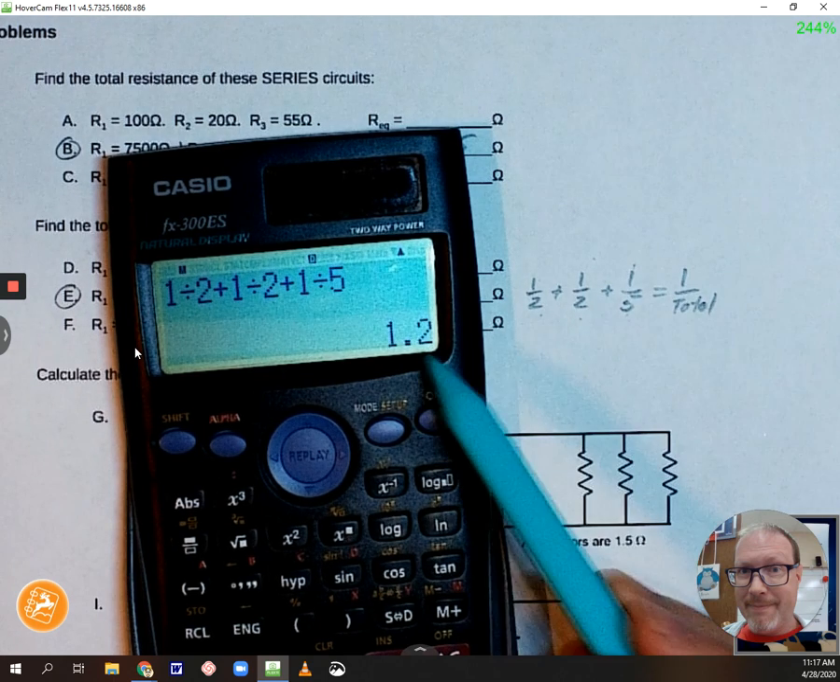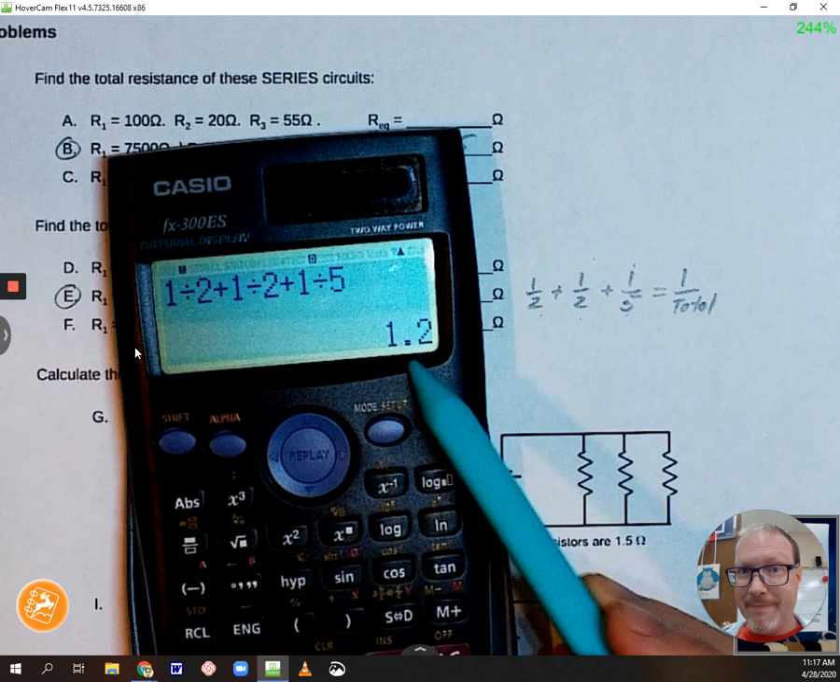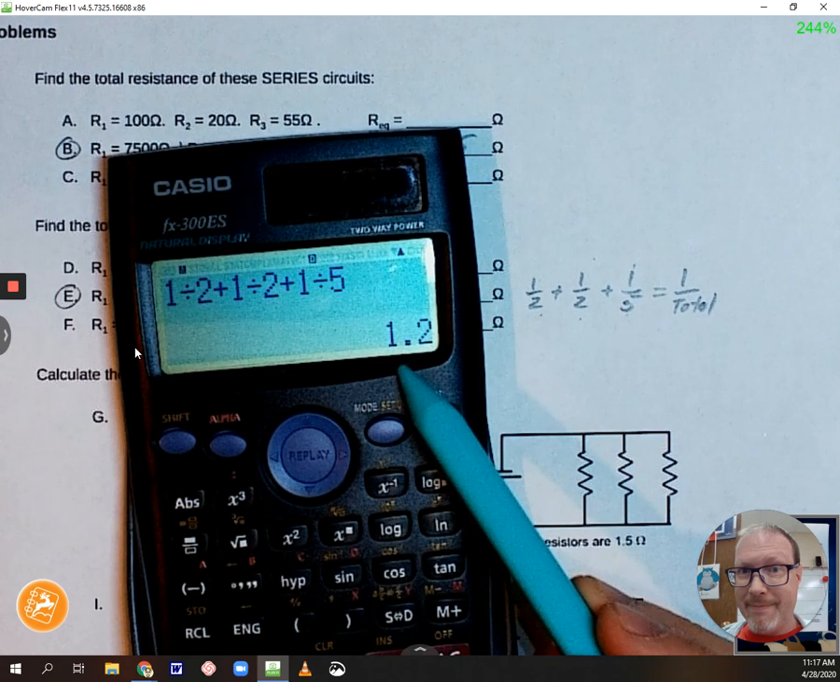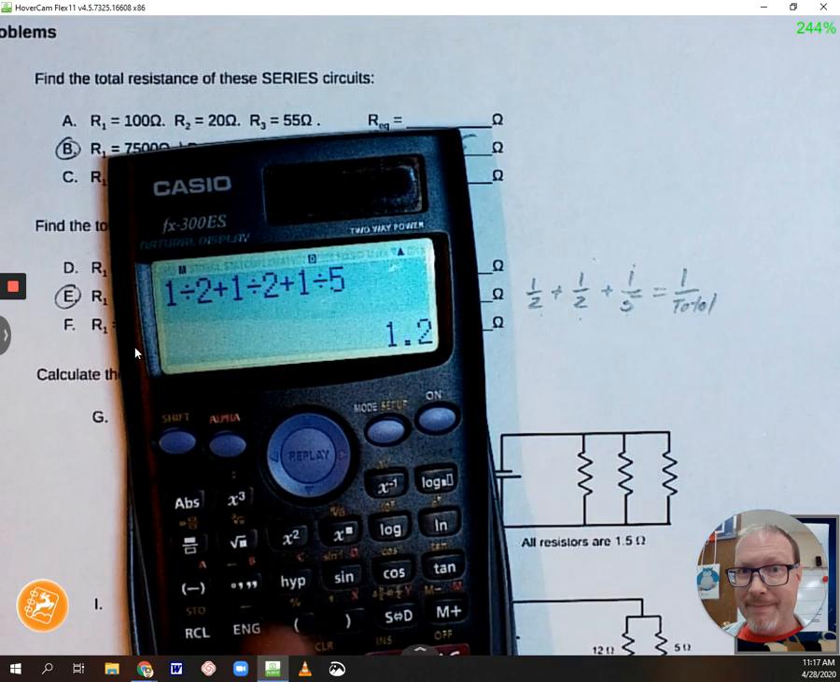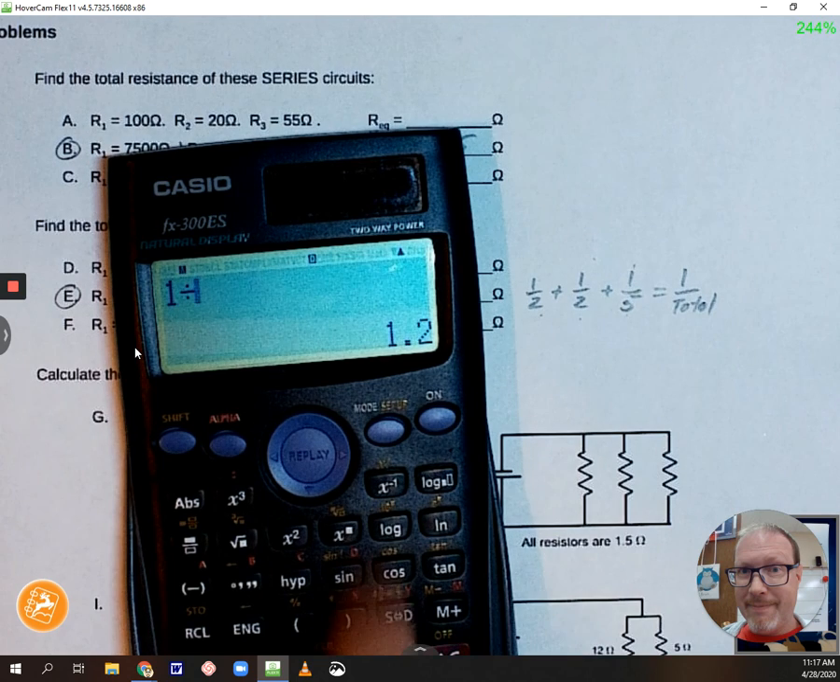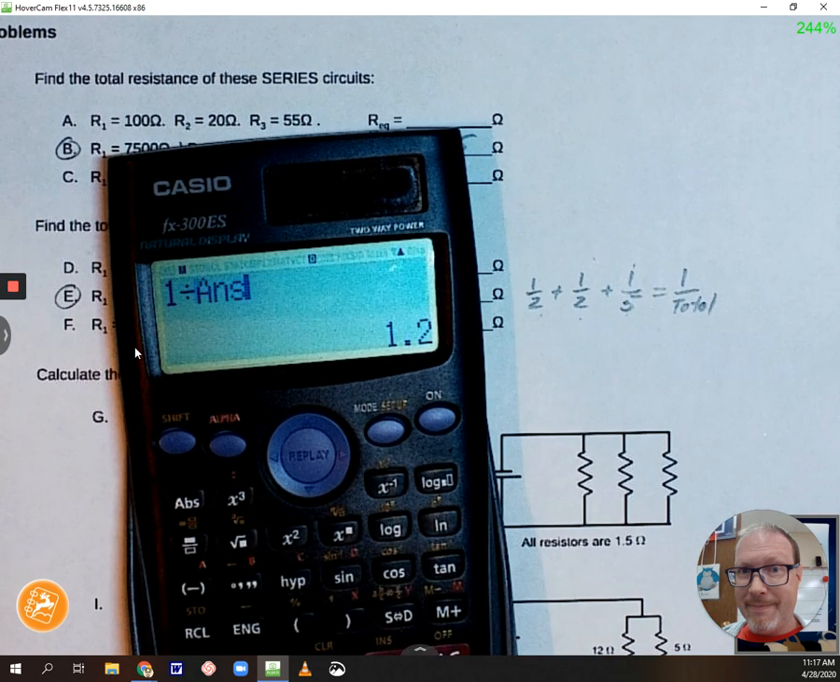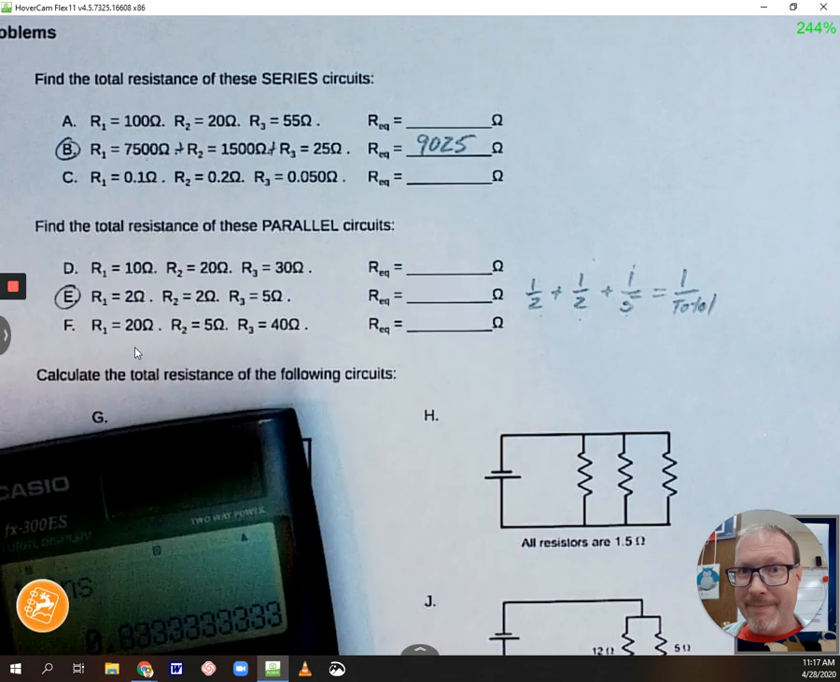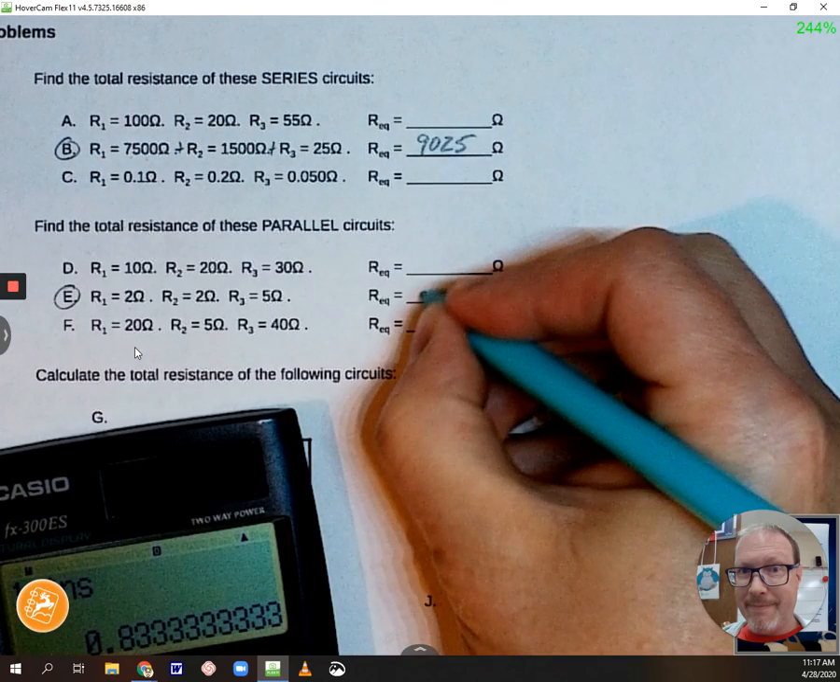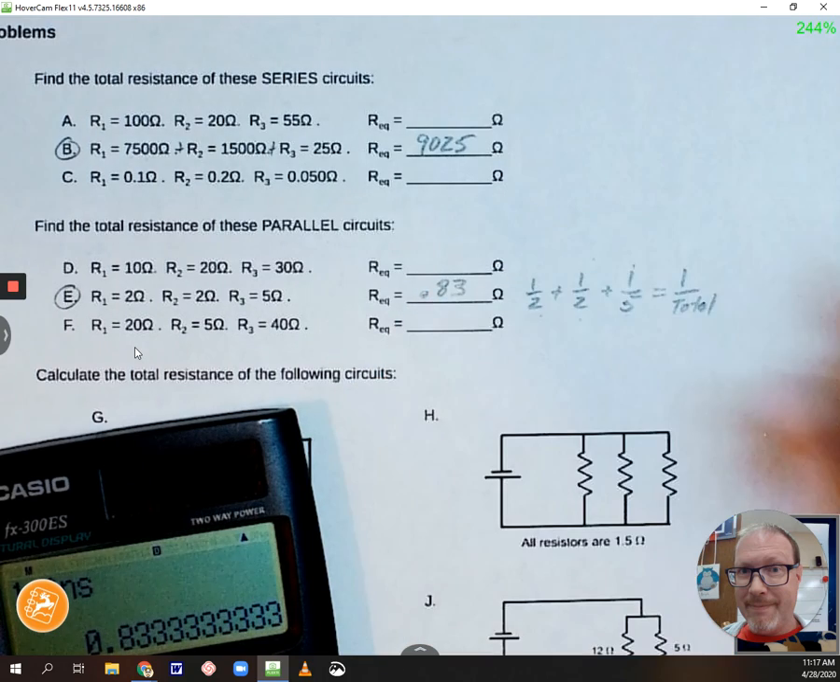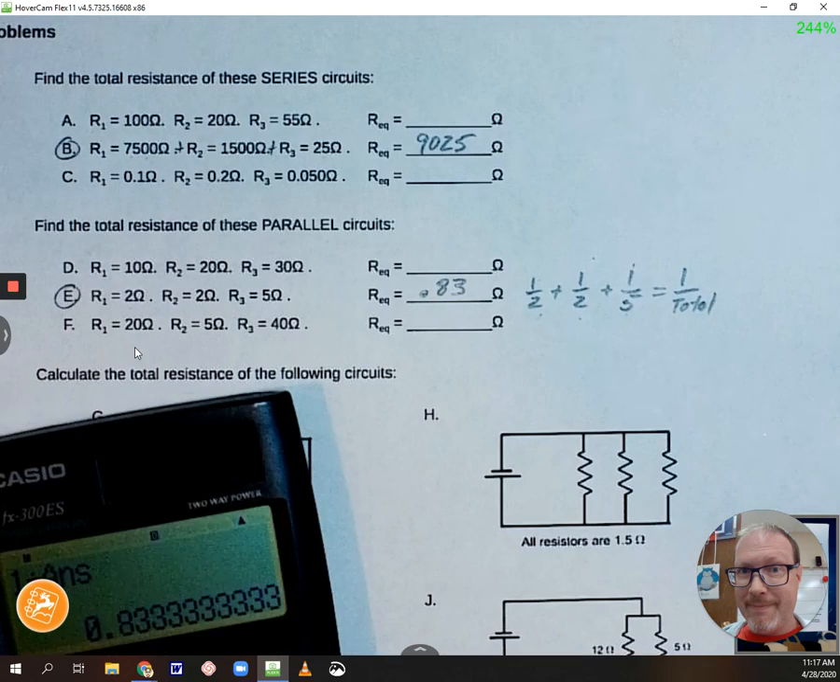That gives me 1.2. Now be careful, that's not your answer. You need to go 1 divided by that, 1 divided by your answer, in order to find your actual answer. My actual answer is 0.833 repeating ohms. So I'm just going to put down 0.83 ohms. That would be just fine.